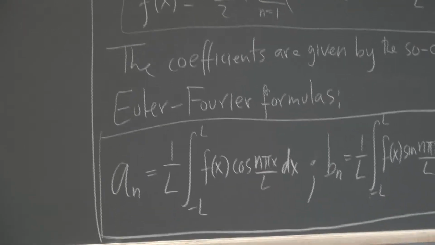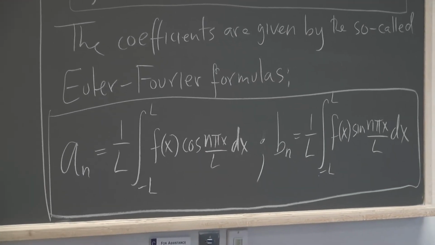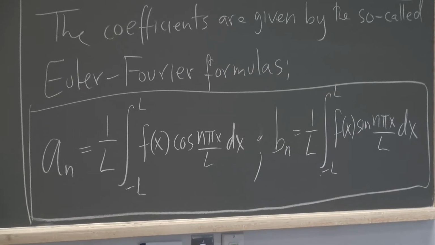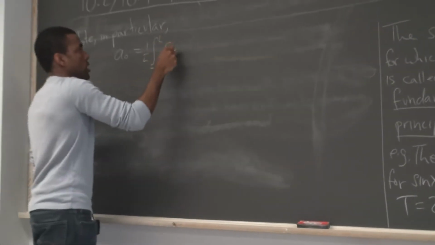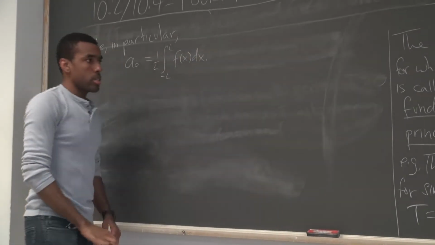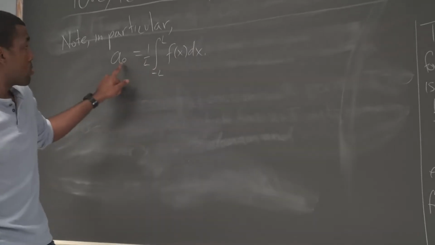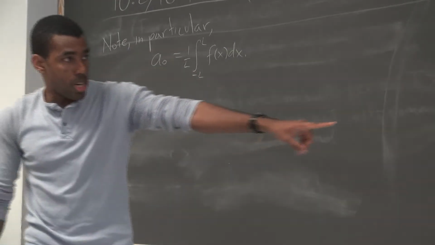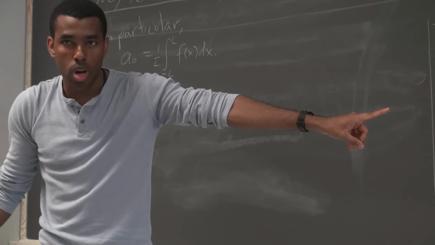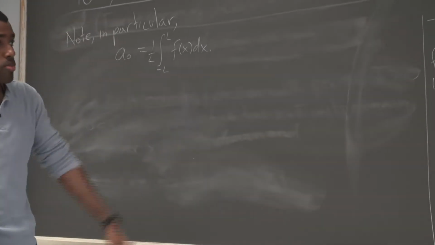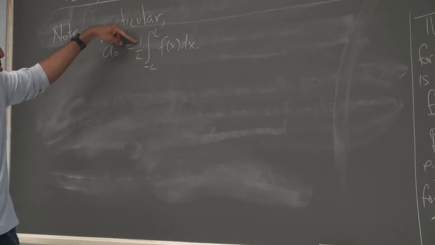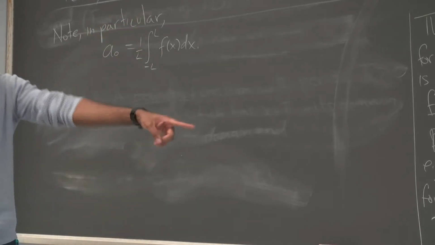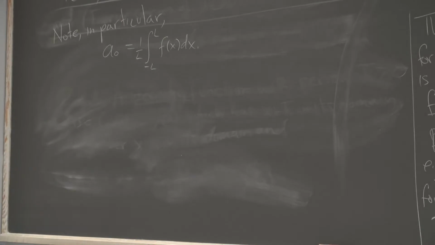Note the A0 is just given by 1 over L from minus L to L of just f of x dx, right? Since when your n is 0, you plug n into the cosine, cosine of 0 is 1, so you just get f of x. So to find the A0 term, you just integrate the given function from minus L to L, multiply by 1 over L, and then for the rest of the a's, you can use that formula with the cosine.